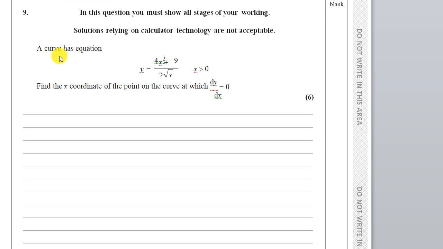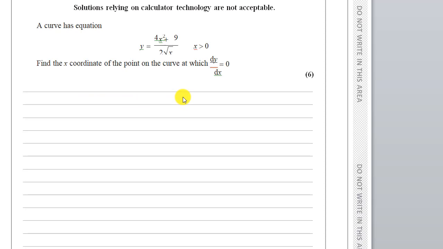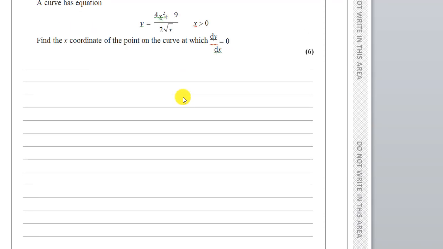Now, a curve has an equation y equal to 4x squared plus 9 divided by 2 square root of x. Find the x coordinate of the point on the curve at which dy by dx is equal to 0. So this is our y is equal to 4x squared plus 9 divided by 2 square root of x.